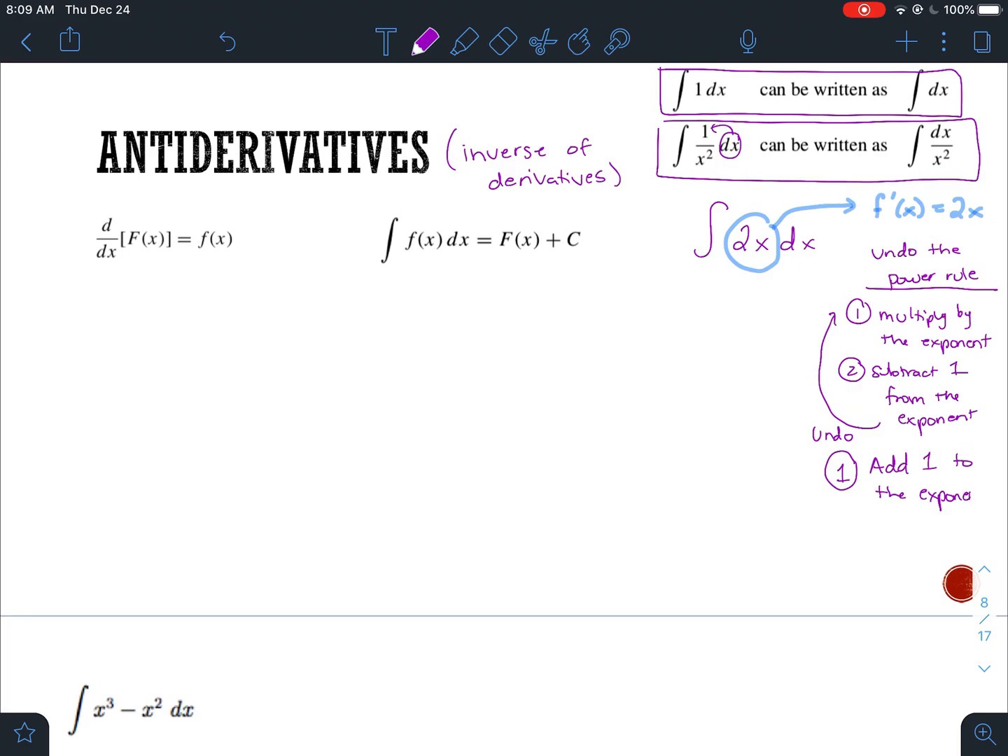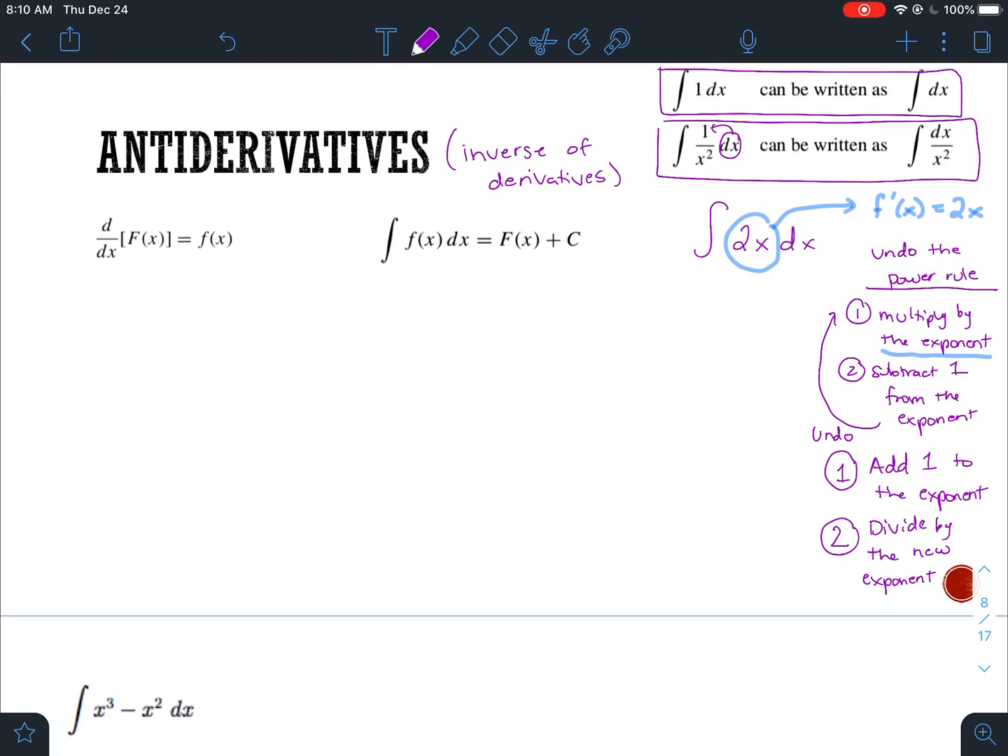So the very first thing that we're going to do if we want to undo the power rule, like the antiderivative of 2x, we first have to add 1 to the exponent, and then step 2, we have to undo multiplying by the exponent. So to undo multiplying by the exponent, we're going to divide by the new exponent. So to undo power rule, we have to do the steps of power rule in reverse, and we have to do the inverse of each of those steps. So instead of subtracting 1 from the exponent, we're going to add 1 to the exponent first. And then instead of multiplying by the exponent, we're going to divide by that new exponent second.